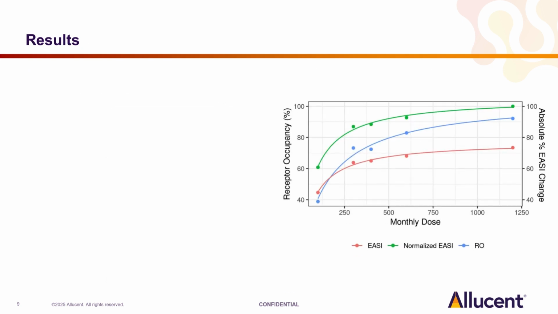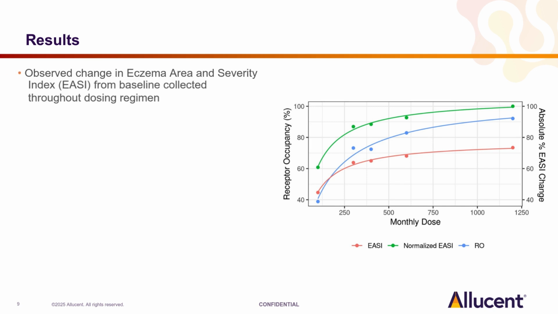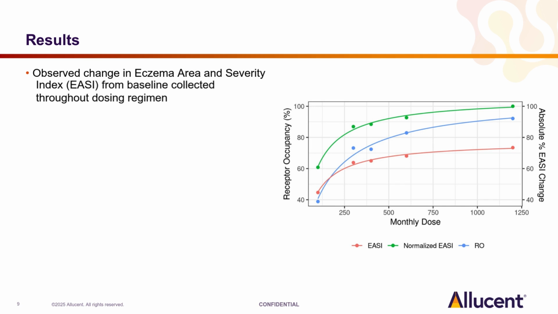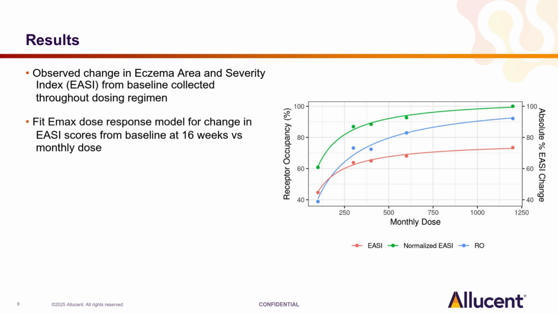So within that study, they used a couple different metrics to measure improvement in the condition of the skin. We focused on the observed change in the eczema area and severity index from baseline. This was collected all through the dosing regimen, but we focused on that 16-week final change from baseline. And so to compare those scores with our model predictions of receptor occupancy, we fit these Emax dose response models for change in those EASI scores from baseline at 16 weeks versus monthly dose.